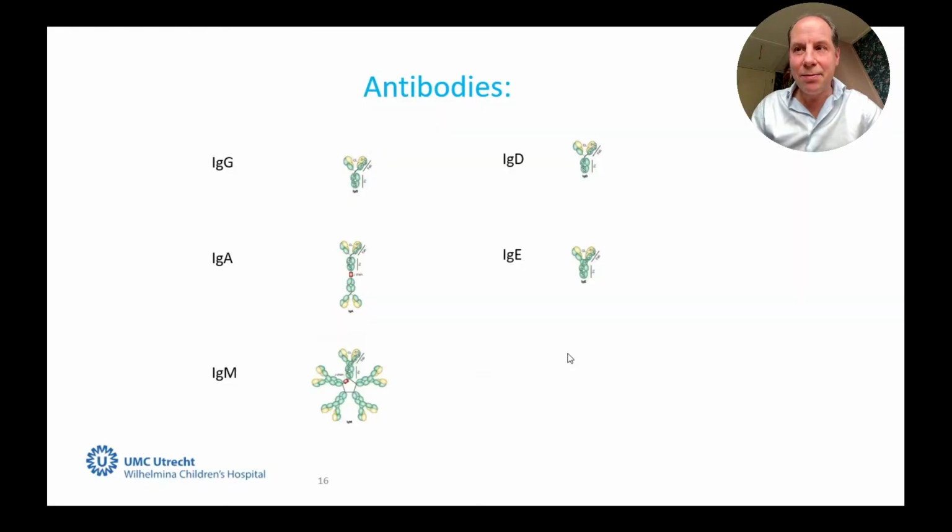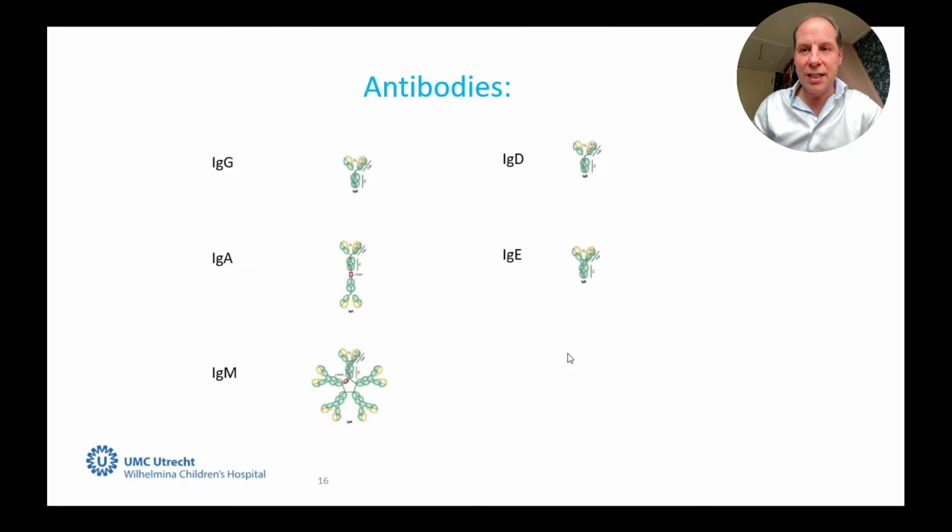When we speak about antibodies or immunoglobulins, it's good to realize that there are different types. They have different letters to denominate them, and you see in the little drawings of the molecules that they look different. There's IgG, that's present in the bloodstream and it's the most crucial one to defend you against bacterial infection.